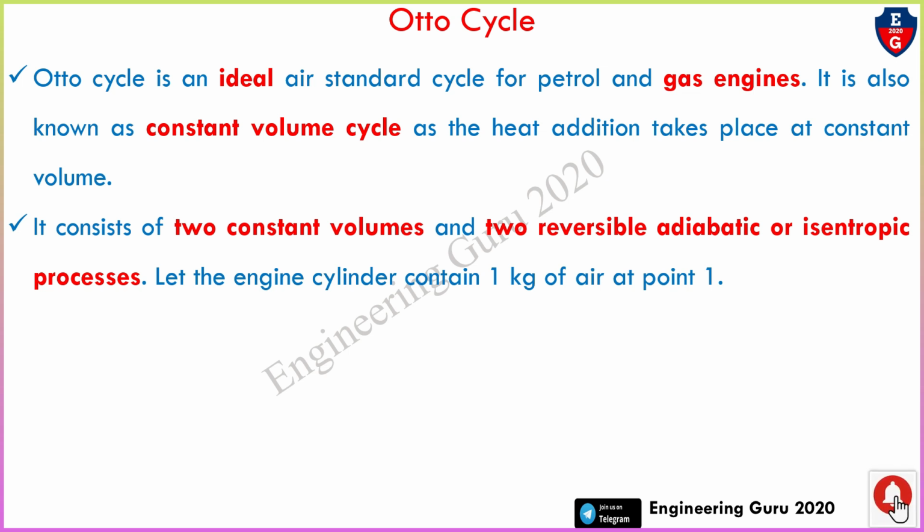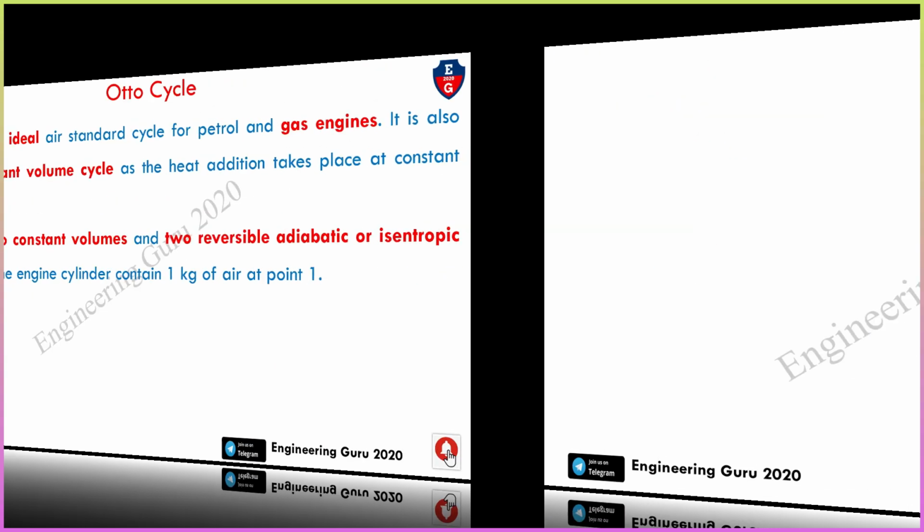Let the engine cylinder contain 1 kg of air at point number 1. So in the Otto cycle, four processes are there. It consists of two constant volume and two reversible adiabatic or isentropic processes. Now let's see one by one.